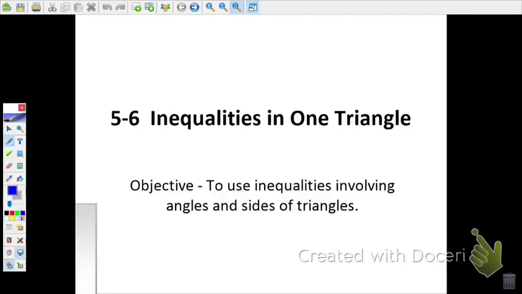Today we're going to be looking at lesson 6 of chapter 5, which deals with inequalities in one triangle. The objective is for you to be able to use these inequalities involving angles and sides of triangles.